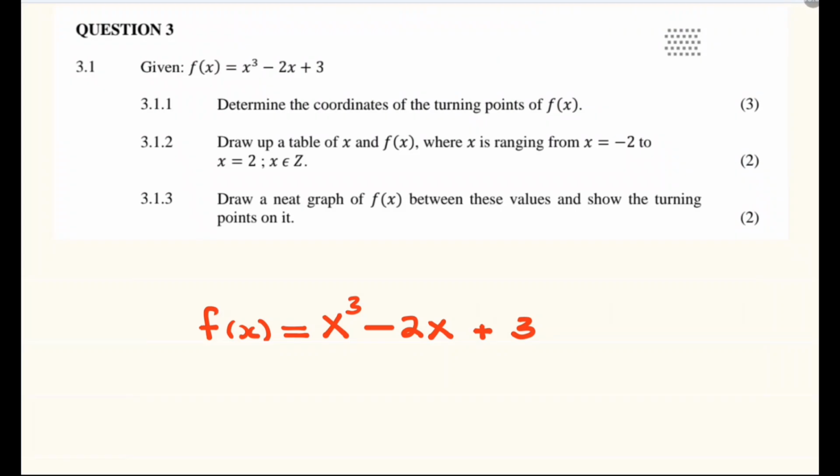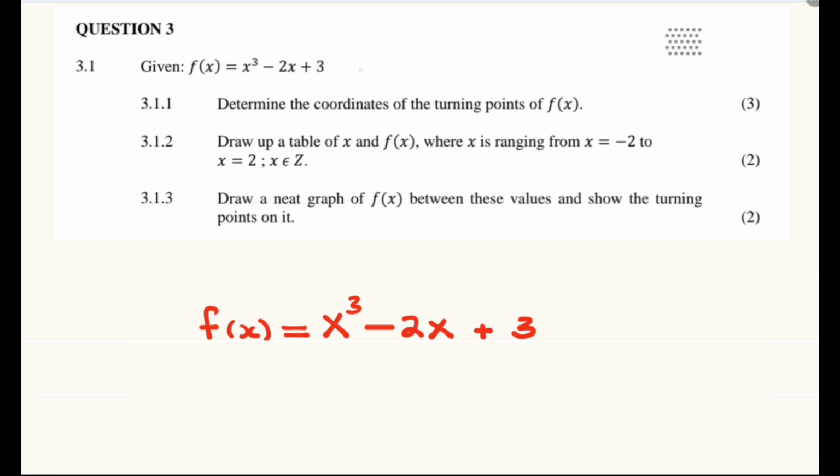My name is Pino. In this video, we go through question 3 from the April 2025 N5 Mathematics question paper. Question 3.1, we are given the following cubic function, and 3.1.1, we determine the coordinates of the turning points.